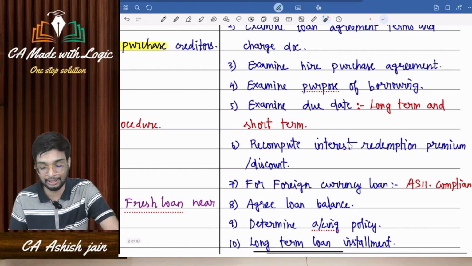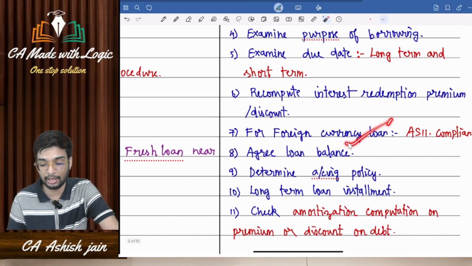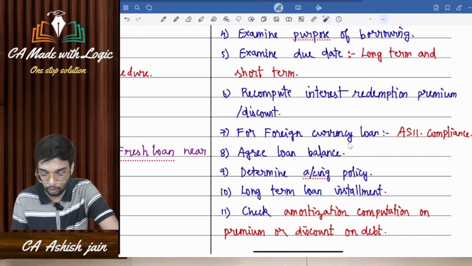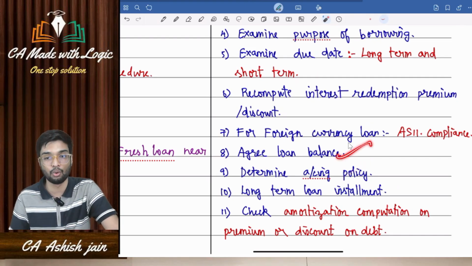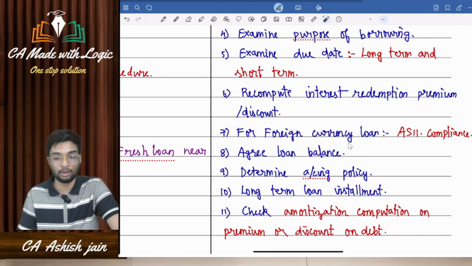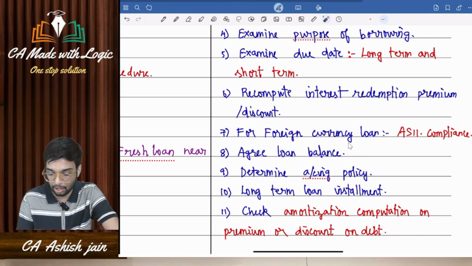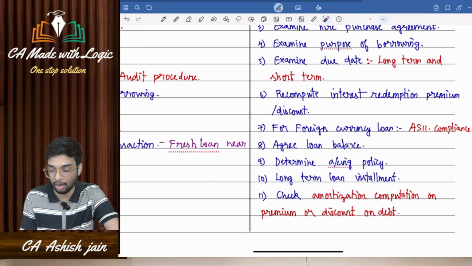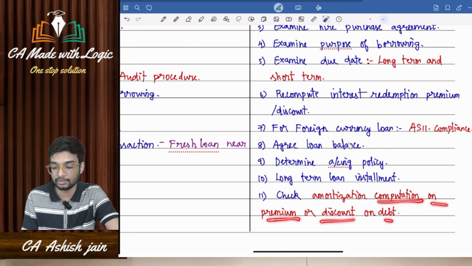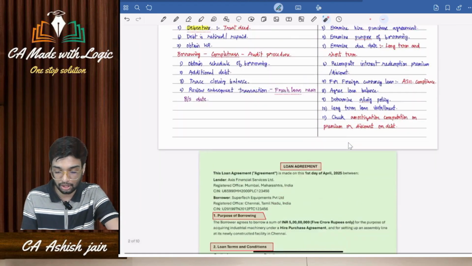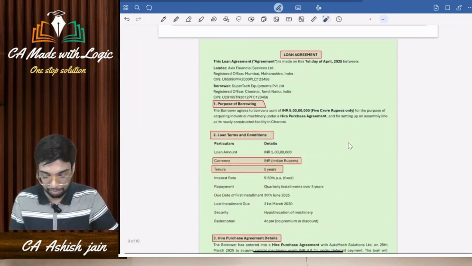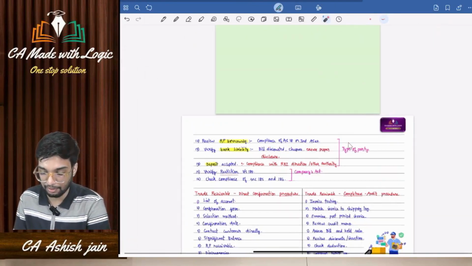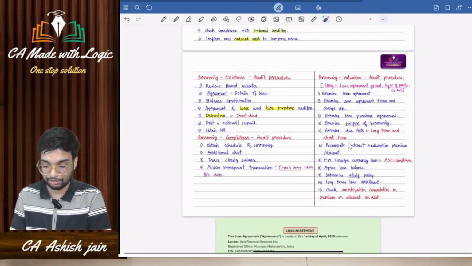Then recomputation of interest. If it is a foreign currency loan, you have to check compliance with AS 11. Then you need to determine the accounting policy, check the loan balances, and agree the loan balances. Then comes long-term loan installment, and amortization computation on the premium or discount on the debt. So these are the 11 points related to the loan agreement, which we have already seen.